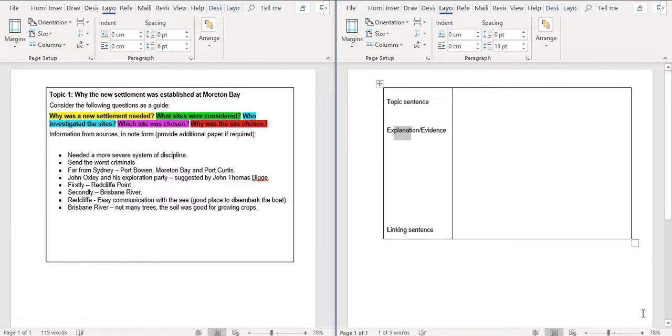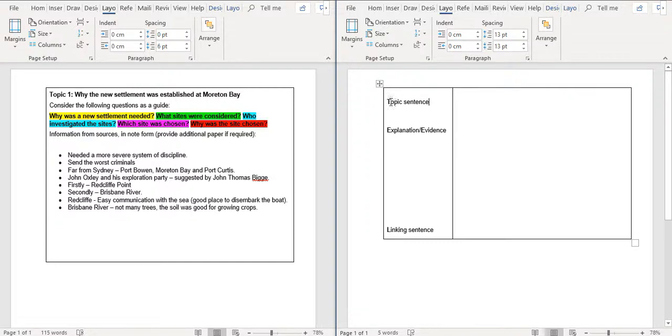We've been looking at how to get evidence from a text by highlighting, and then working from that highlighting and making notes from that. So this has been leading up to being able to write a paragraph. And the paragraph that we're going to be writing in HASS is called a TEEL paragraph.